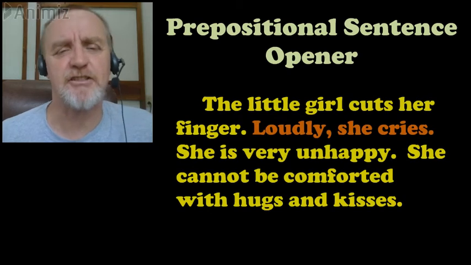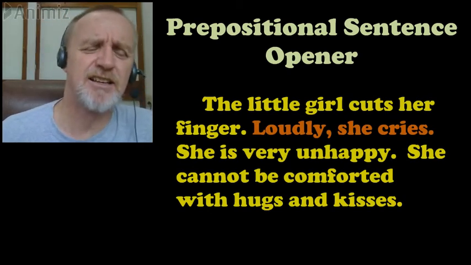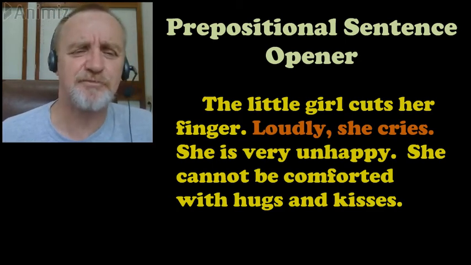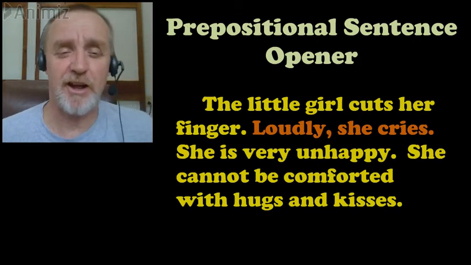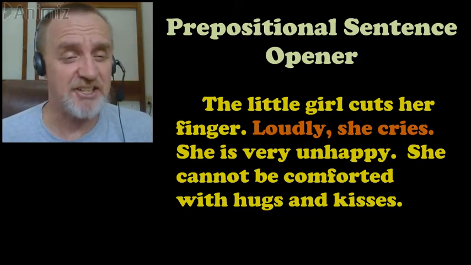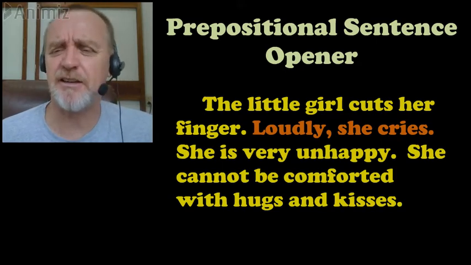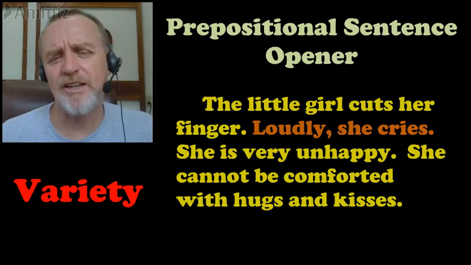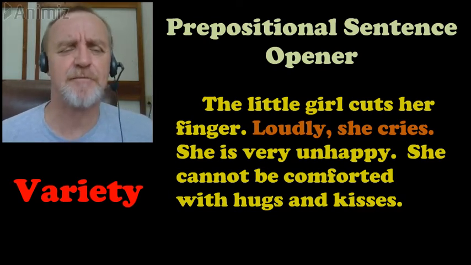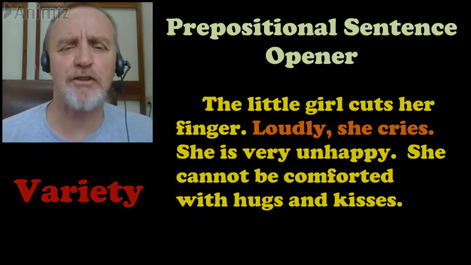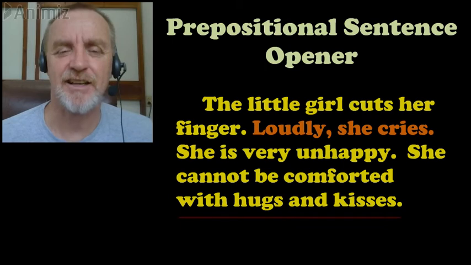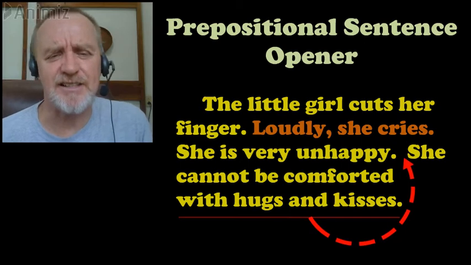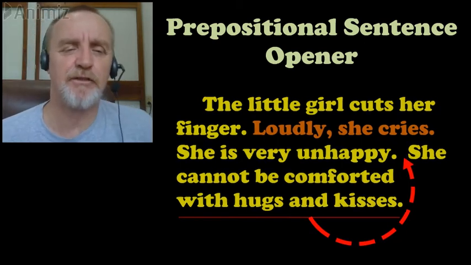The little girl cuts her finger. Loudly she cries. She is very unhappy. She cannot be comforted with hugs and kisses. This is a perfect little paragraph. We really don't have to make any changes, but once again, sometimes our sentences need variety. So we make a simple change. At this point, we locate a prepositional phrase. In this example, the prepositional phrase is with hugs and kisses, the one we find in the last sentence. We move with hugs and kisses to the opening or the beginning of the fourth sentence.